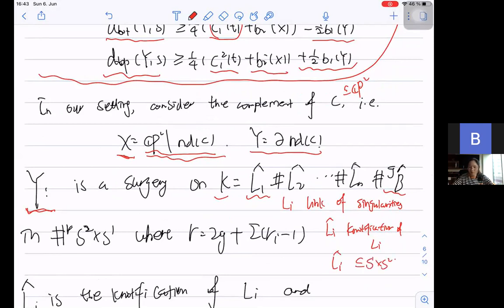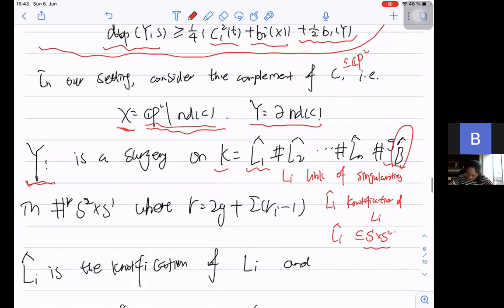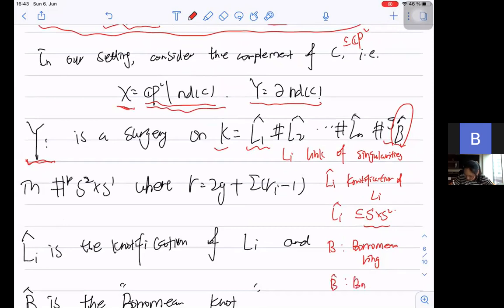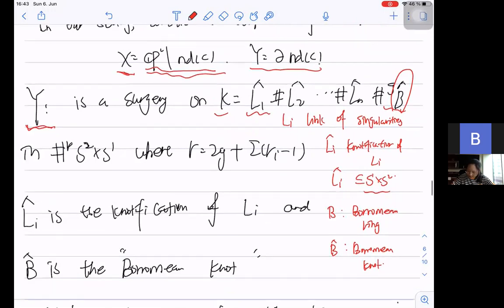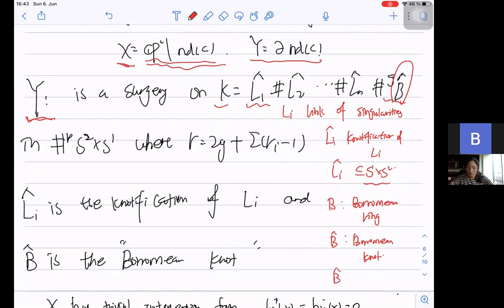And if you have more than two components, you just need to add more bands, and then you just have a connected sum of S1 cross S2. And what is B-hat? So B is the Borromean ring, and B-hat means the Borromean knot. The Borromean knot is obtained by doing zero surgeries on any two of the components of the Borromean ring. So you still get a knot, but now your knot lives inside the connected sum of two copies of S1 cross S2.